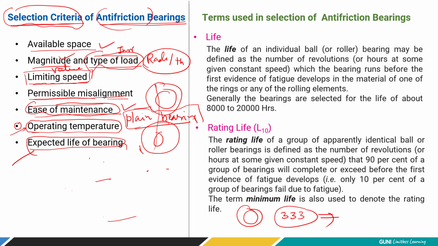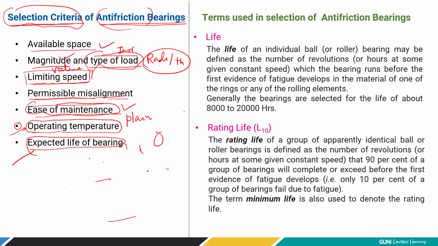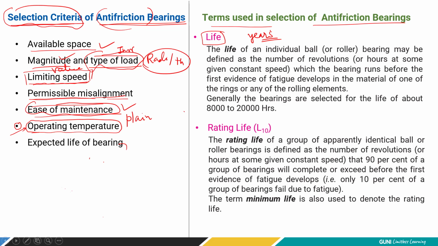Okay, now let's try to understand various definitions used in designing of bearings. That will help us to find a numerical solution. Now the first term used in selection of anti-friction bearings is life. Now life, as we understand it, means how many years you have lived, right? How many years a human lives, that we call life. But here in terms of bearings, the life of an individual ball or roller bearing may be defined as the number of revolutions, or hours at some given constant speed.